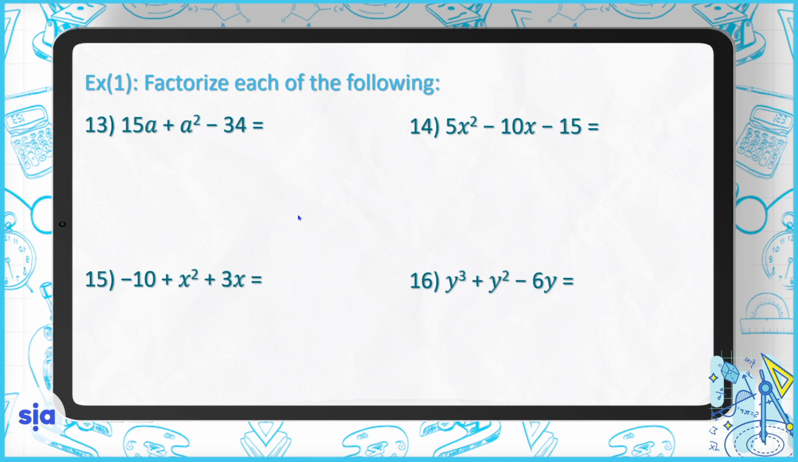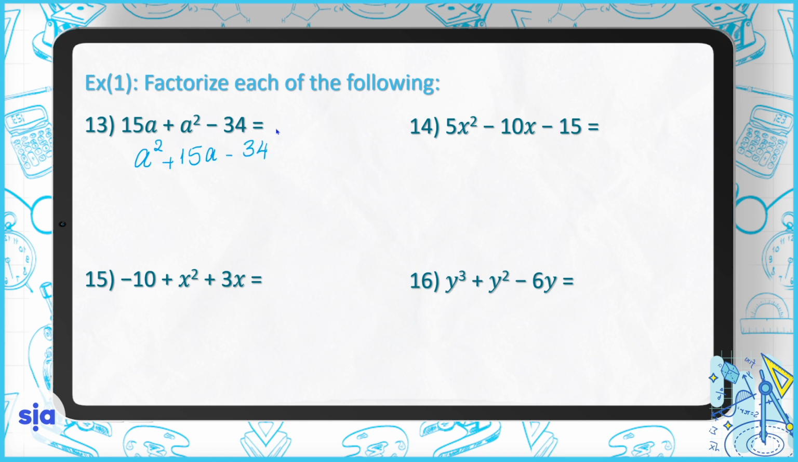In question 13, take care that it's not given in the right format. So we have to make it given in the right format, as x squared plus bx plus c. So we're going to arrange it first. So it's x squared plus 15a minus 34.